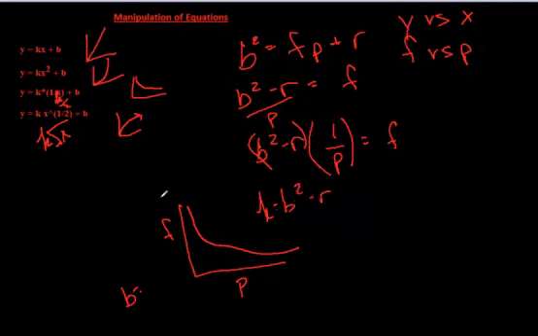My b value, or my y-intercept here, should be whatever is added next to. There is nothing added next to this whole term, and so my b value, or y-intercept, is 0. Let's look at another example.